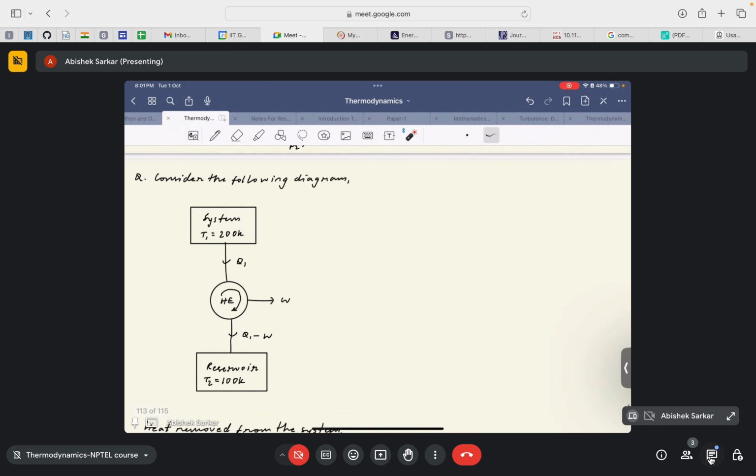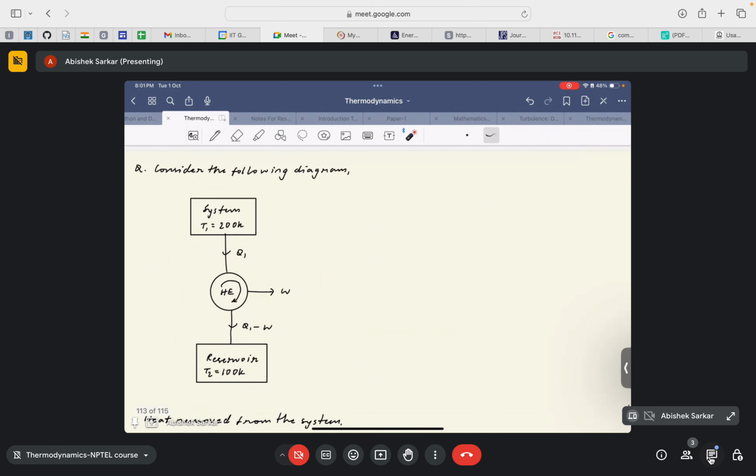Okay, so this is the schematic diagram of our problem. T1 is the source temperature at 200 Kelvin, T2 is the sink or reservoir temperature at 100 Kelvin, and we have a heat engine that operates between the two reservoirs and generates work W. It absorbs heat Q1 from the source and rejects heat Q1 minus W to the reservoir, because for a cyclic process we know that Q1 minus Q2 is equal to W, so Q2 would be Q1 minus W. That's why I have written Q1 minus W.